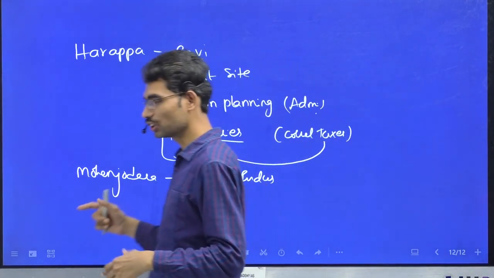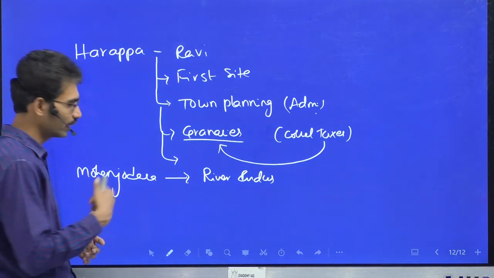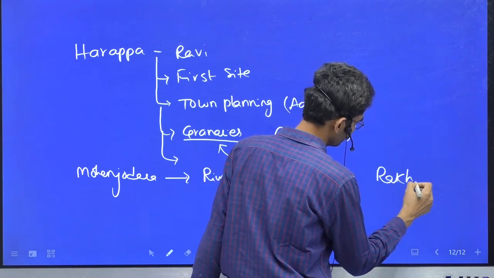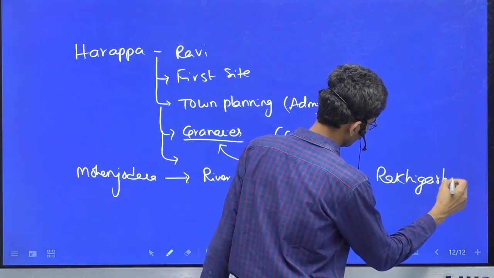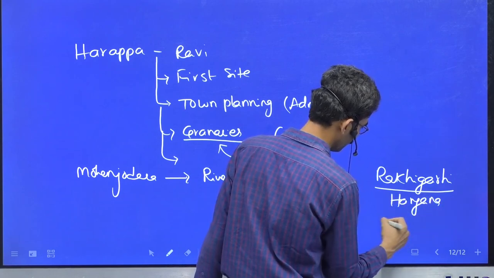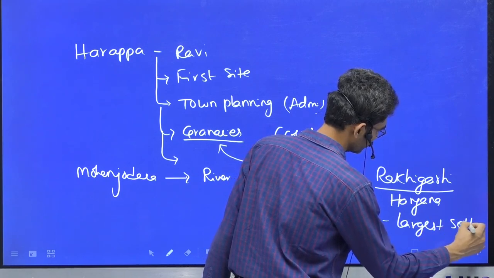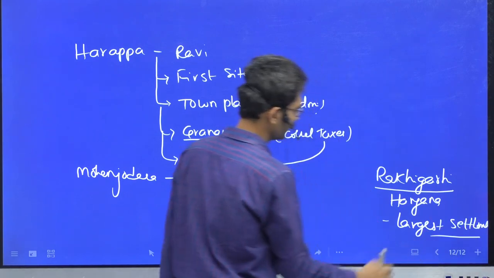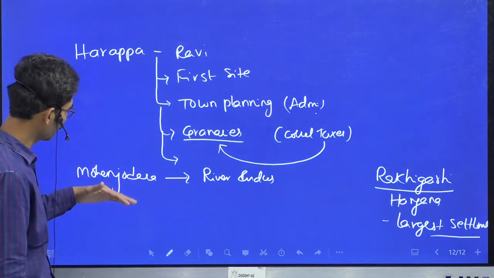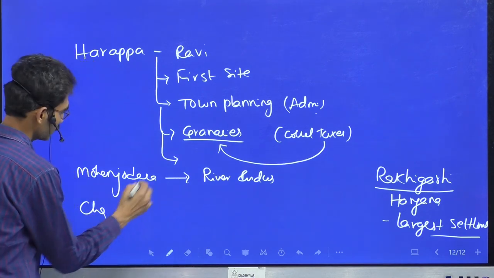Earlier, Mohenjo-daro was considered as the largest settlement. Now, it is replaced with another place in Haryana, Rakhi Garhi. Haryana, largest settlement. So, Rakhi Garhi is the largest settlement now. But earlier, Mohenjo-daro was the largest one. Next, same thing.